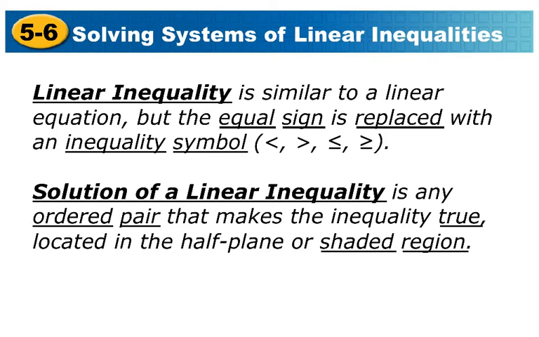Little definition of a linear inequality. Again, it's similar to a linear equation, but because it's an inequality, the equal sign is replaced with an inequality symbol. The solution of a linear inequality is any ordered pair that makes the inequality true, and so we end up giving it a shaded region. Because there are so many true solutions, we talk about a region versus 1 or 2 points.